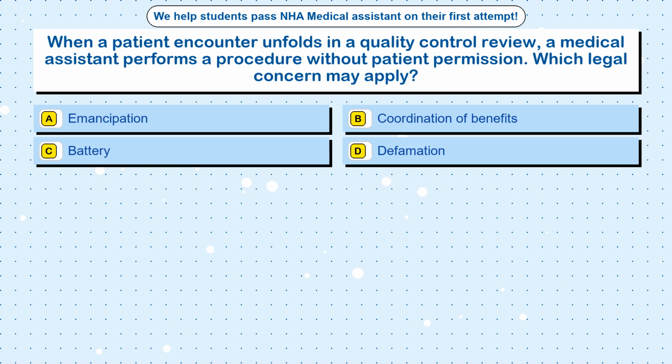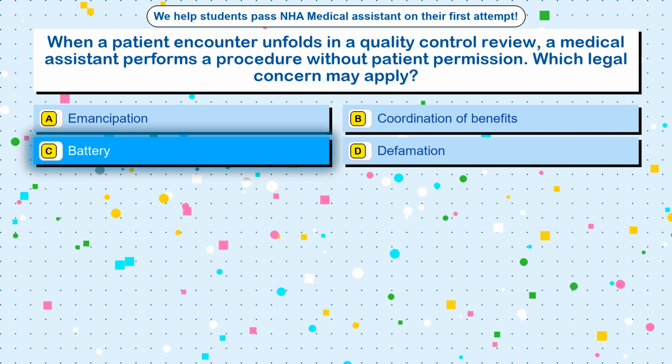Question 88. When a patient encounter unfolds in a quality control review, a medical assistant performs a procedure without patient permission. Which legal concern may apply? Option A, emancipation. Option B, coordination of benefits. Option C, battery. Option D, defamation. The correct answer is option C, battery.